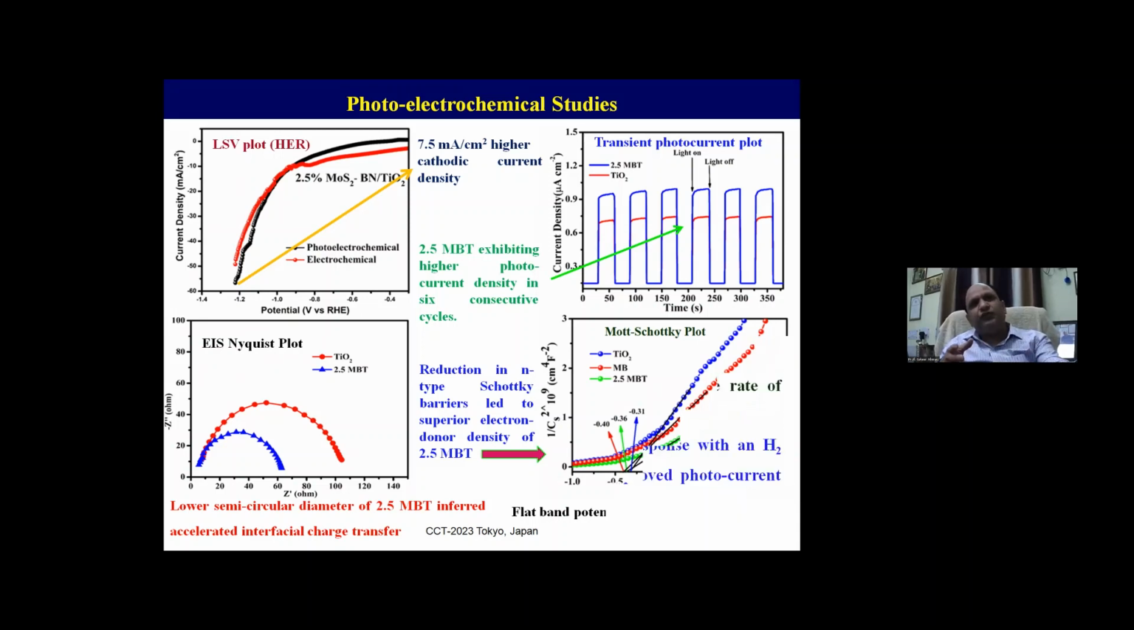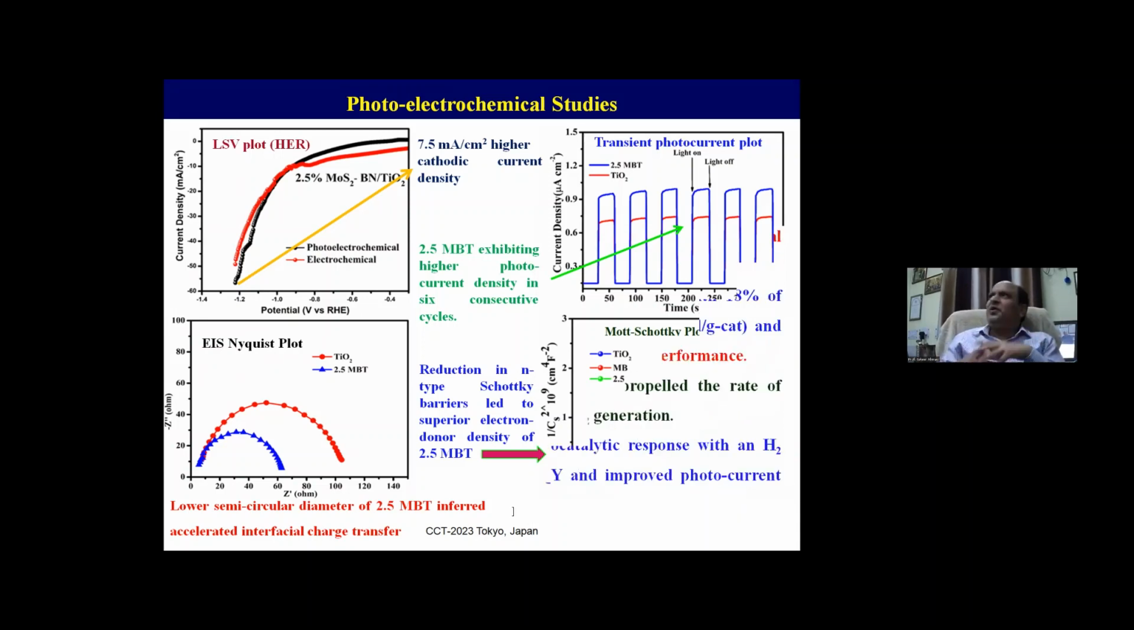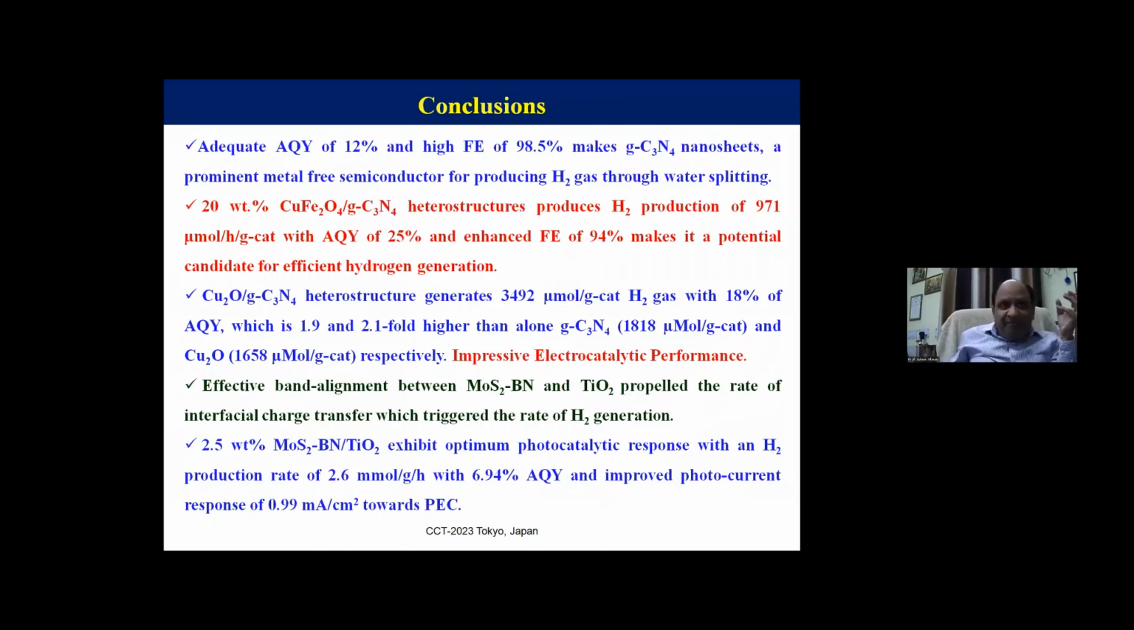Now, coming to conclude my lecture, we are able to obtain a very high apparent quantum yield, which was 12%, and a high Faradaic efficiency, which was close to 99% for graphitic carbon nitride, which shows it is a prominent metal-free semiconductor for producing hydrogen gas through water splitting. And then 28% loading of copper ferrite over graphitic carbon nitride heterostructures can produce a high amount of hydrogen, which was 971 micromole per hour, with a high apparent quantum yield of 25% with high Faradaic efficiency.